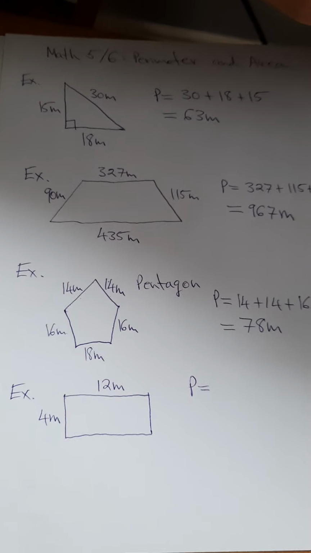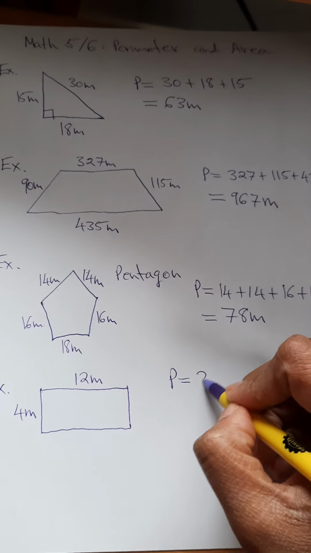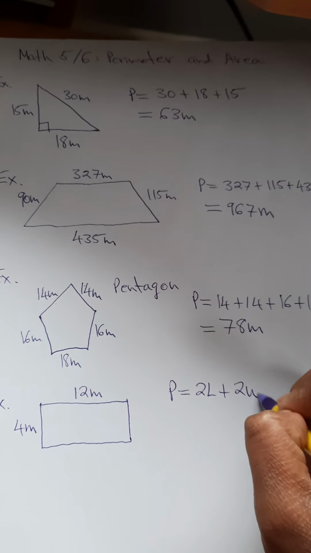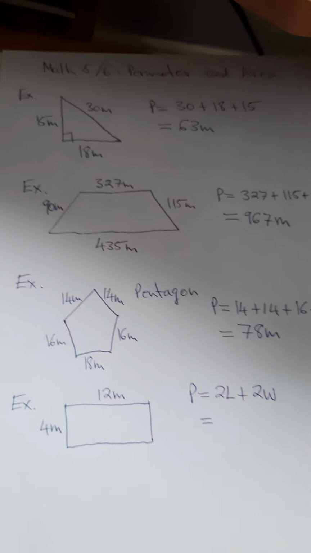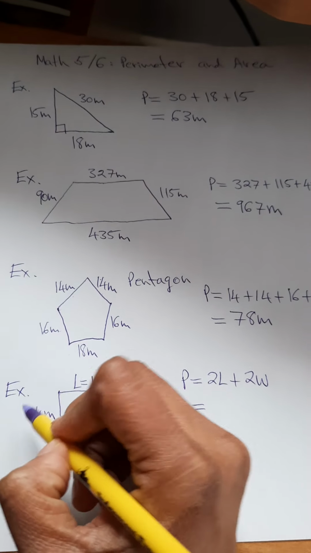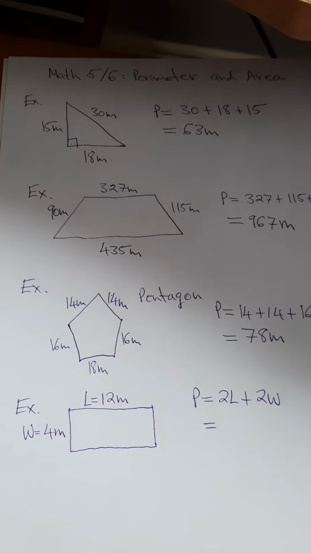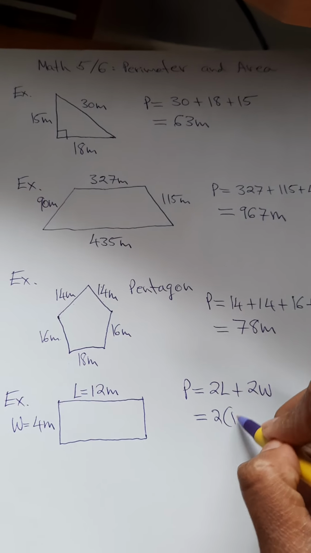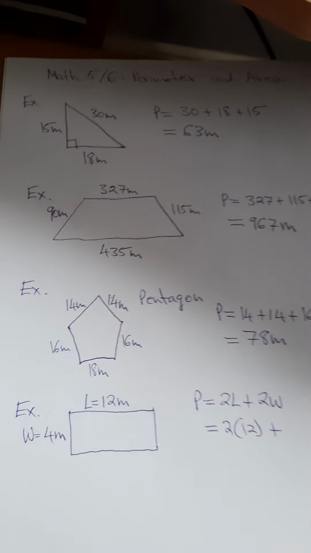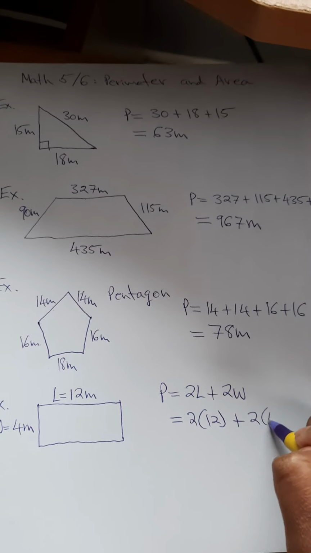When you do the perimeter of a rectangle, you should remember this formula. It's 2 times the length plus 2 times the width. Here I notice the longer side is the length, and the shorter side is the width. So I'm going to do 2 times the length, so 2 times 12, and I'm putting it in brackets here, plus 2 times 4.